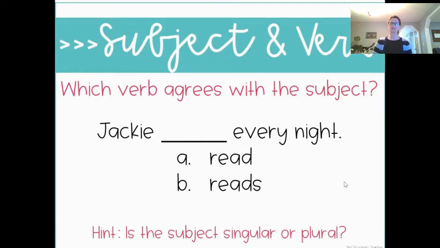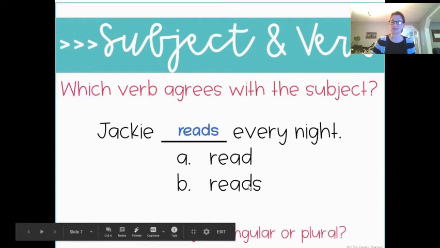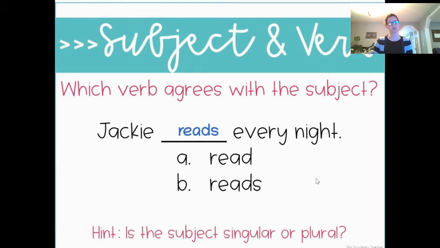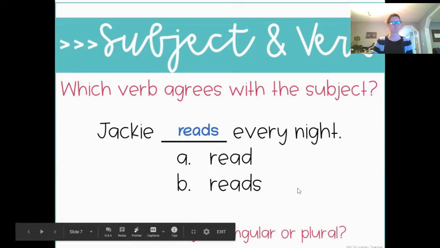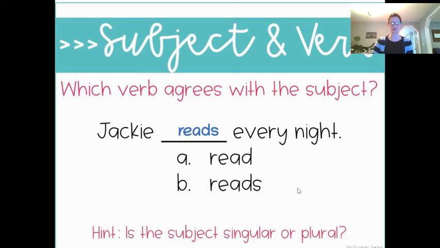Okay, so let's practice. Which verb agrees with the subject? Read or reads. Let's look at the sentence. Jackie, something every night. Well, the subject is Jackie, and there's only one Jackie, so that's singular. And what's the rule? If the subject is singular, we add an S to the action verb. So I think it's going to be Jackie reads every night. Yeah, because Jackie read every night doesn't sound right. The verb and the subject don't agree.